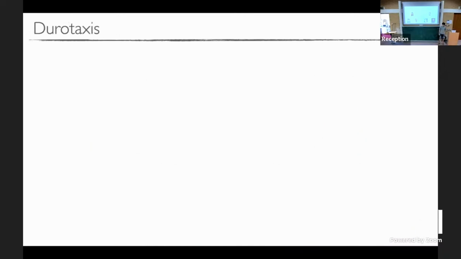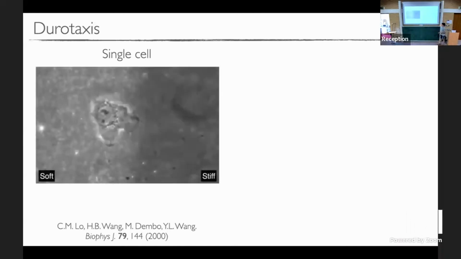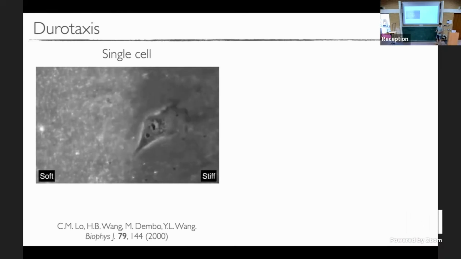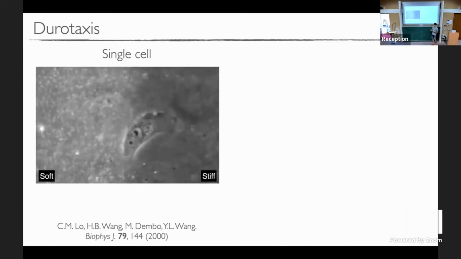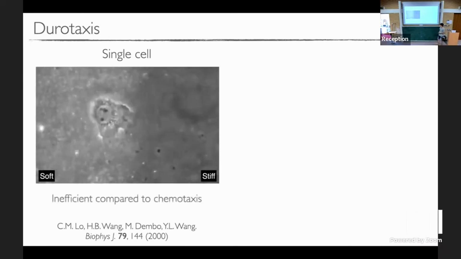Let me start by reviewing a bit the history of durotaxis. The first ever observation was in single cells in the lab of Yu-li Wang in the year 2000. What they saw is a cell that was moving on a substrate with a stiffness gradient, from the left to the right, so from soft to stiffer areas of the substrate. This was the first observation of durotaxis, very exciting. But then the excitement faded a bit because they realized that this type of directed cell migration was less efficient than well-known types of directed cell migration, for example, guided by chemical gradients. So durotaxis was relatively inefficient compared to chemotaxis.